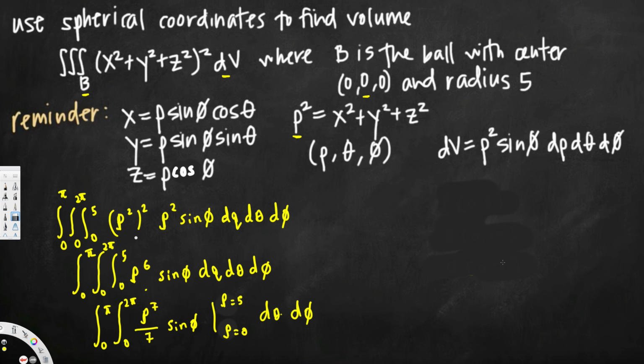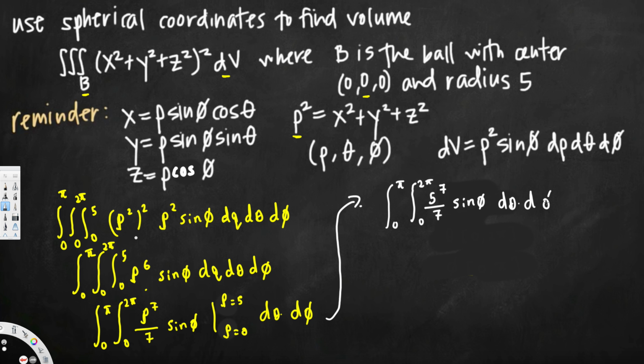Now let's continue this one here. So this is going to become 5 to the power 7, and the lower limit we don't have to place because if we place it, that's going to be 0 anyway. So we can just keep it like that and do the next integration. That's going to be 0 to 2 phi d theta, and after that we have 0 to phi d phi.